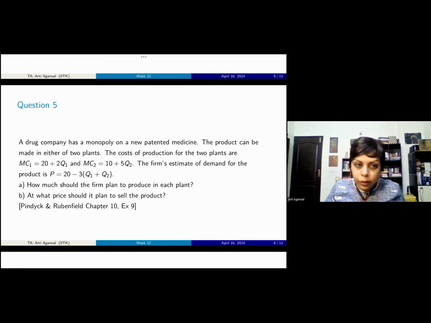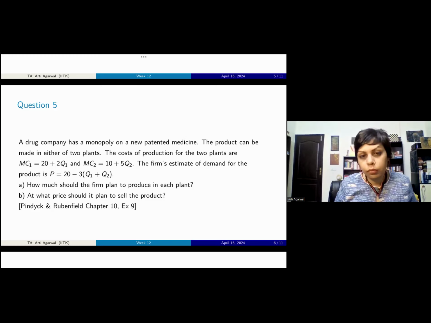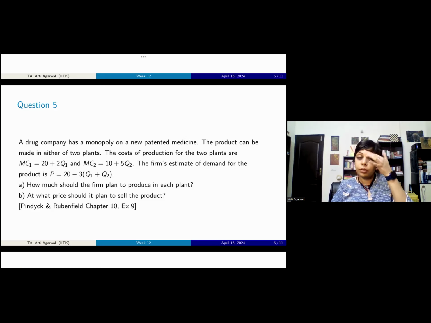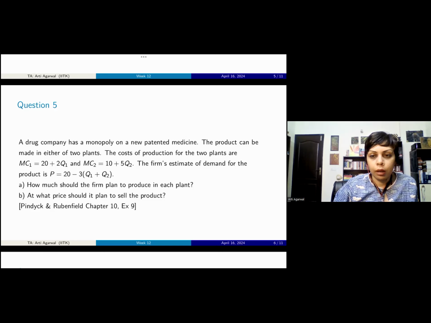How will you approach these kinds of questions where you have two separate factories, or two separate places where the firm can produce, and the cost function for both is separate? In this case, you're given the marginal cost, but you may just be given the cost function. So if you have a market demand and the cost functions of two separate factories, it need not necessarily be two, it can be any number, but for the sake of simplicity, there are two factories where a firm can produce, then how should the firm decide the distribution of Q1 and Q2?